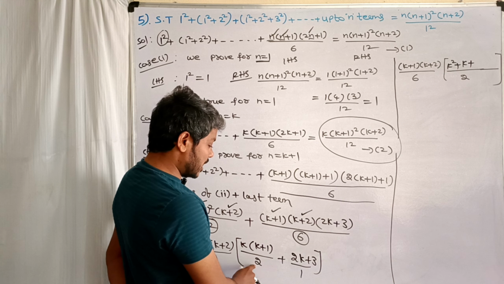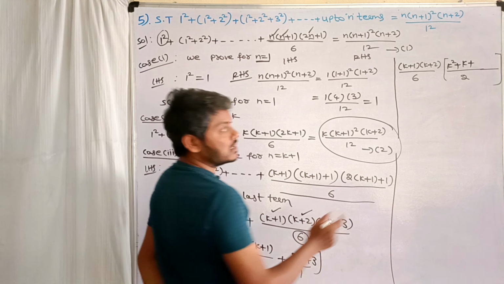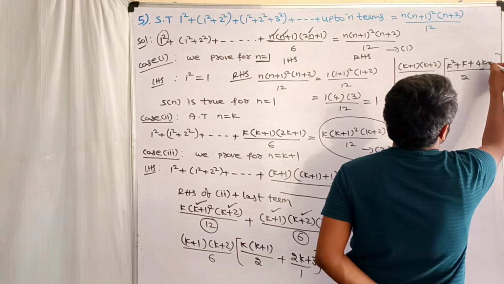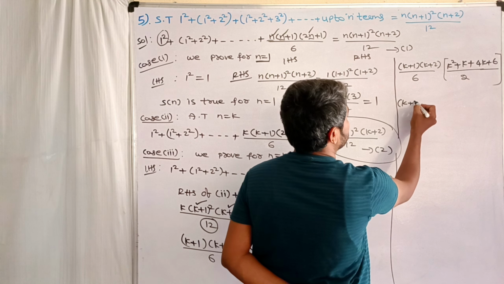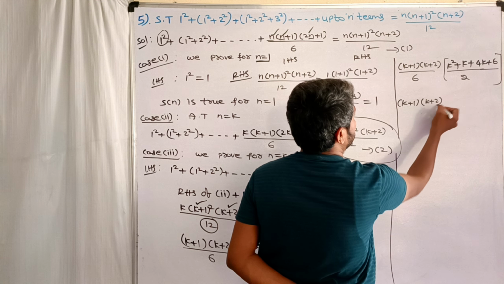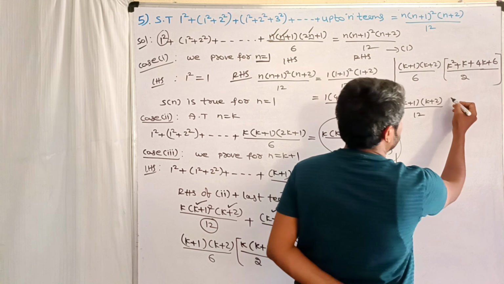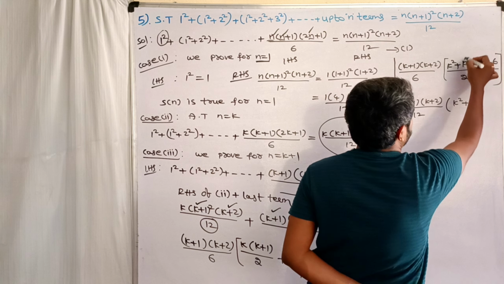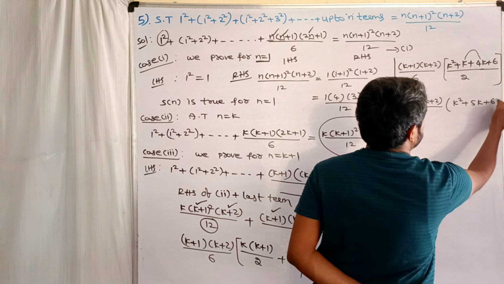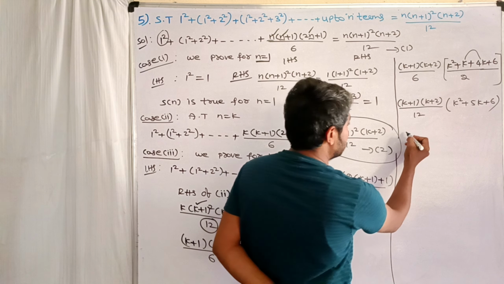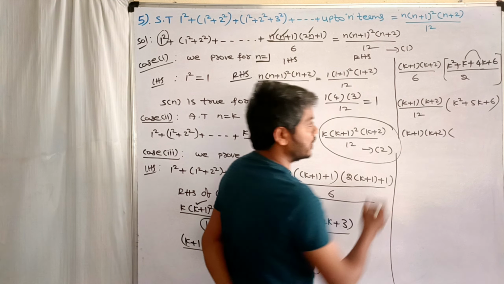Next, cross multiplication. Multiply with 2. 2 into 2k, 4k. 2 into 3, 6. That is 4k plus 6. Again, which is (k plus 1)(k plus 2) divided by 6 into 2, 12, into k square plus 4k, that is 5k plus 6. Again, which is (k plus 1)(k plus 2) into.